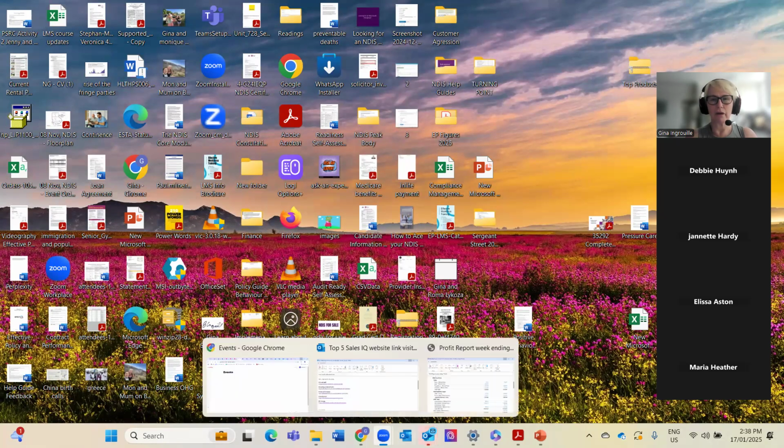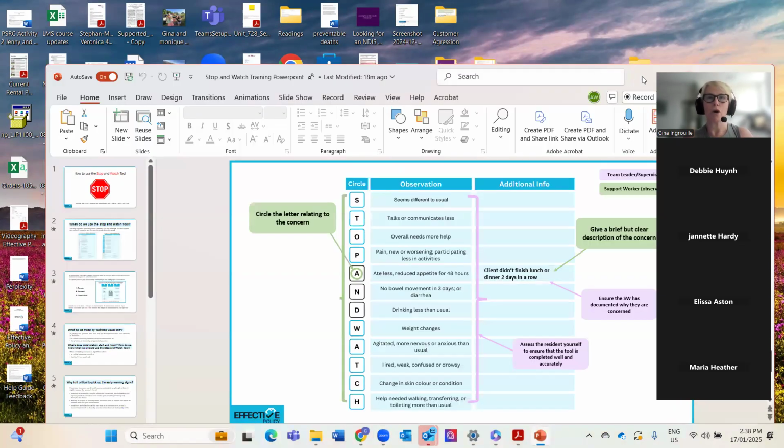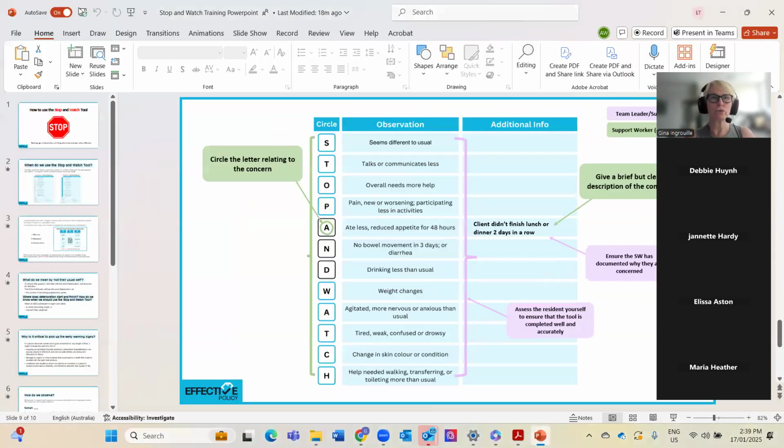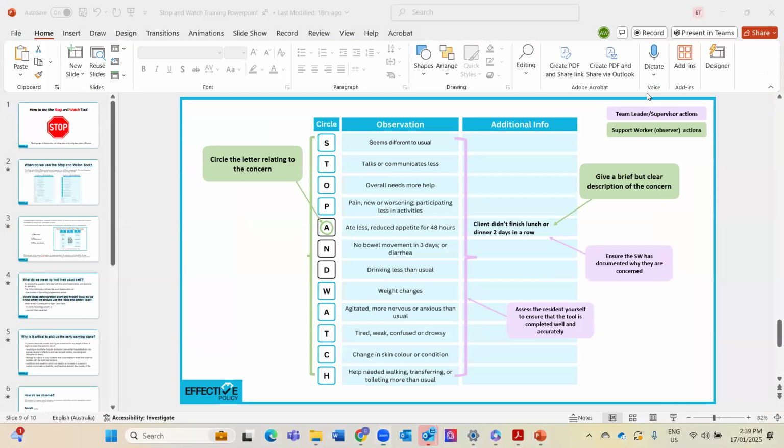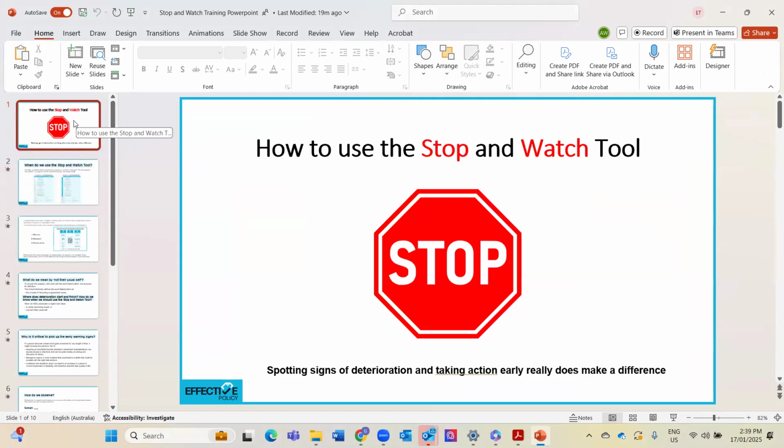The document that I want to start with, just a little bit of a talk through of a PowerPoint. So what we've developed is this tool. It's called the Stop and Watch tool. And it just makes it easier for small providers and medium-sized providers who aren't running off some incredibly sophisticated piece of software to be able to manage that, detecting and reporting of deterioration.